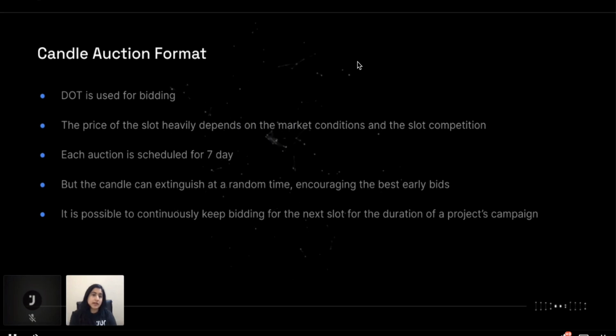The second point about the candle auction format is the price for which the project is supposed to get the slot. Once again, it's an auction, so the prices are not fixed. It highly depends on bidding, and the price depends heavily on the market conditions. For example, is it a bear market or a bull market, but even within a bear market certain cycles still go on, and it also depends on how much competition there is around one slot. Sometimes there are four parachains competing for one slot. Sometimes there's just not heavy competition, maybe only one project for one slot.